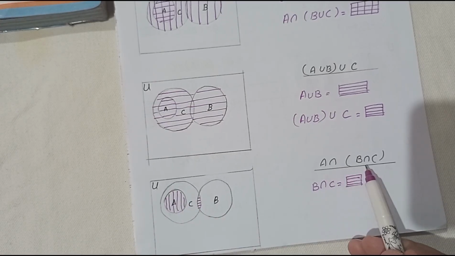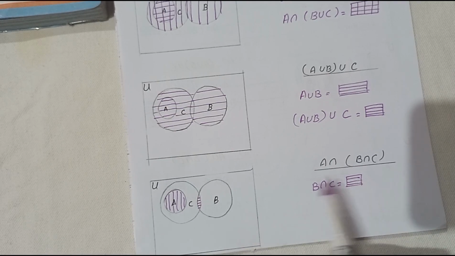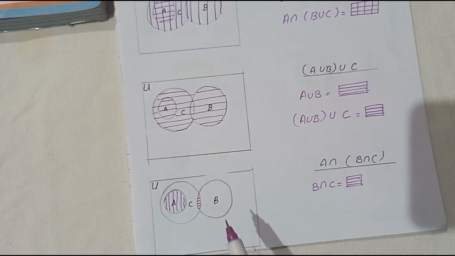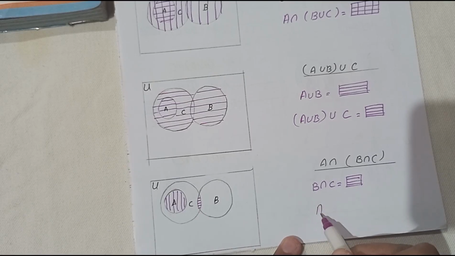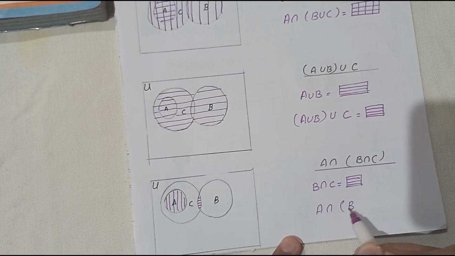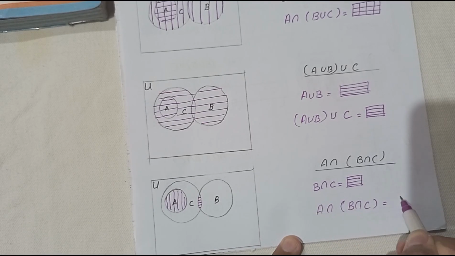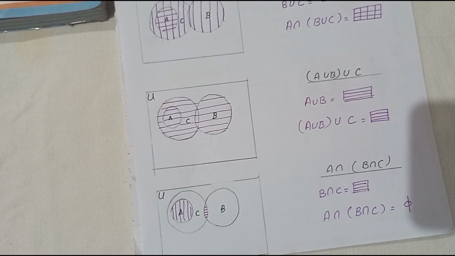A intersection B intersection C means we have to choose and shade the common part of A and this part of vertical and horizontal. As there is no common part between the vertical line and the horizontal line, we say that A intersection B intersection C equals phi set, no shading.